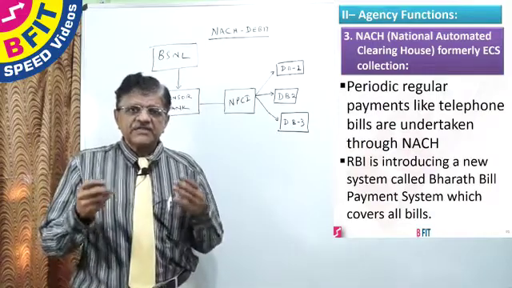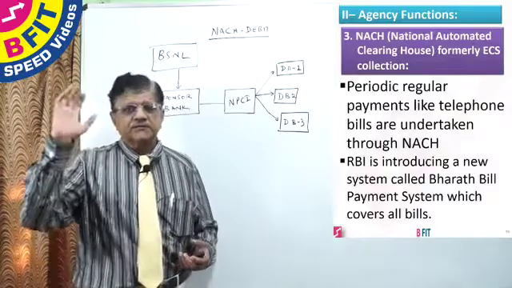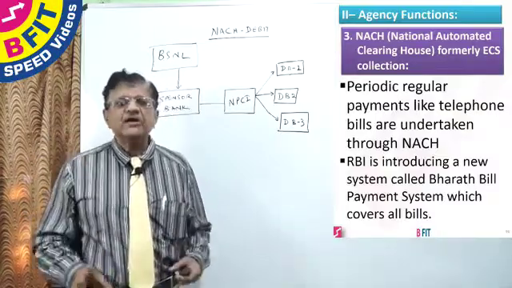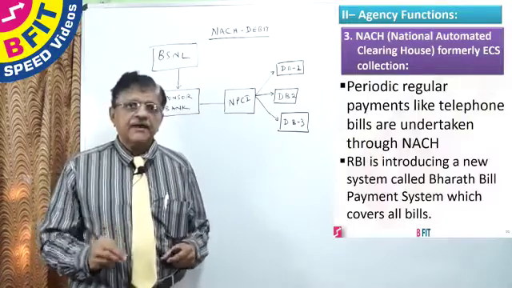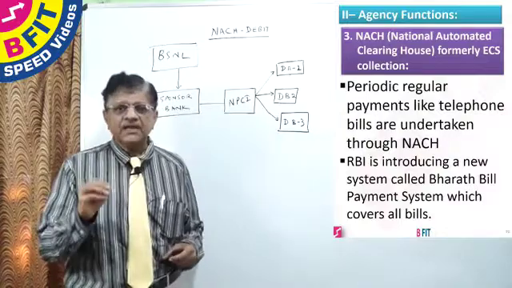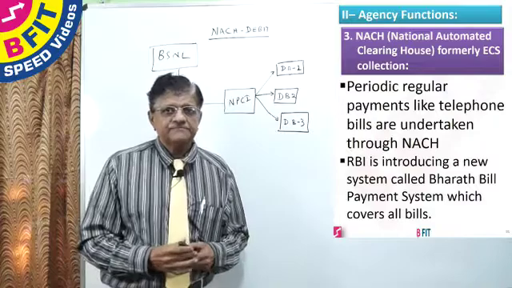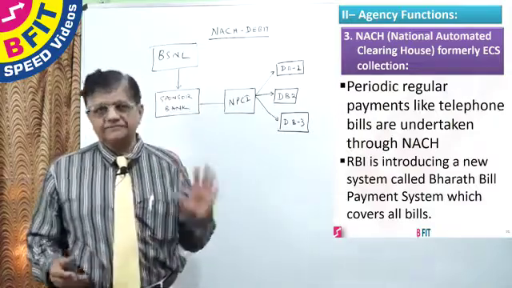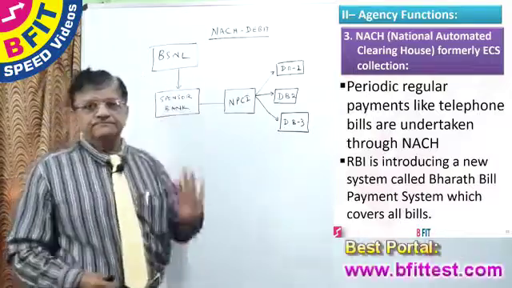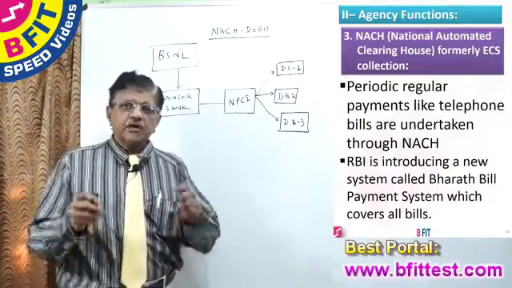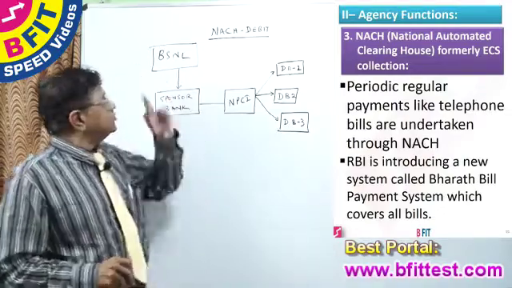The bill will differ each month depending upon the actual usage. So I will give a blanket mandate and authority to my bank, Indian Bank, to pay the monthly bills of BSNL on account of my telephone number. This authority I will give to my bank. I will also give a copy of this authority to BSNL and tell them from now onwards to please collect it through NACH.